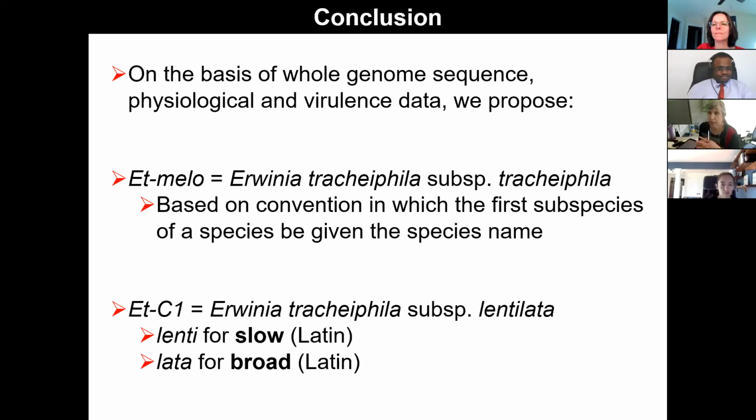Any other questions for Kunle? I have a question, Kunle. Years ago, they used to use pathovar designation for a species that had different pathogenicity on different hosts or some other pathogenicity factor. Is that still used in bacteriology today? And how many pathovars are there of tracheiphila?